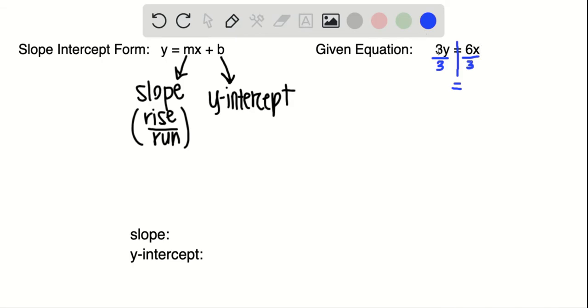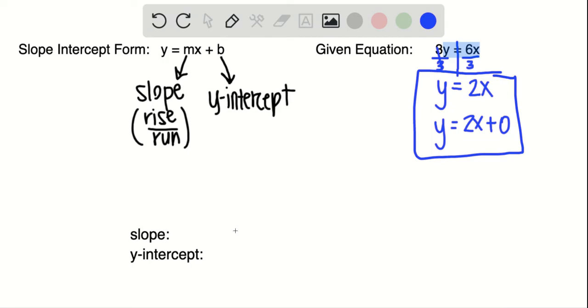3y divided by 3 will just give us y, and then 6x divided by 3 will give us 2x. That's 6 divided by 3 gives us 2, and we're left with the x. So our equation will be y is equal to 2x. Notice we don't see a y-intercept or a plus b, so technically you can also write the equation as y equals 2x plus 0, so you can clearly see what the y-intercept is.